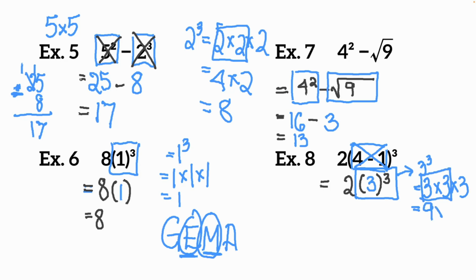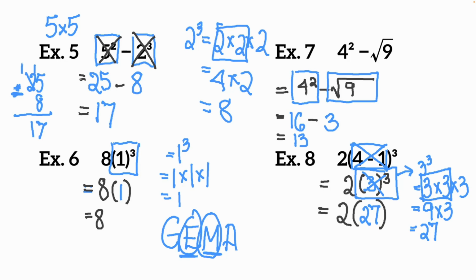So 3 times 3 is 9, but I still need to multiply by another 3, and I get 27. So 3 to the third power is the same as 27. But once again, I have to ask myself, am I done with the parentheses? No. See how versatile parentheses are? They get used for so many things. It's important to see that.